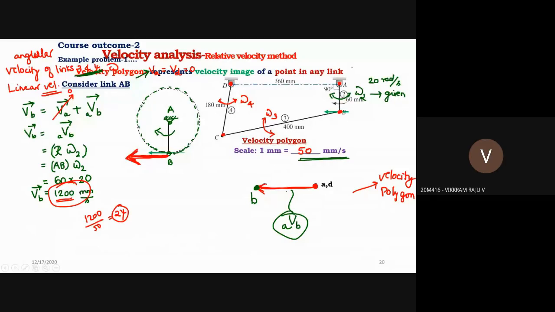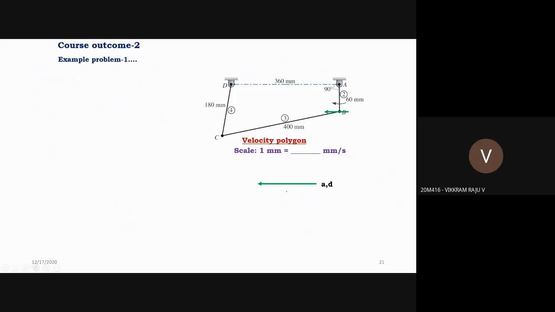No, sir. Okay. Shall I proceed? Yes, sir. So first step, we got the velocity of points A and B. Here we got the velocity of B. It indicates the velocity of B with respect to A, that is 1200 mm per second. The scale is 50 mm per second.